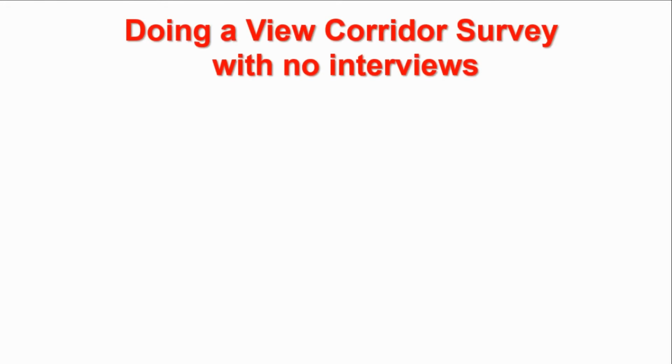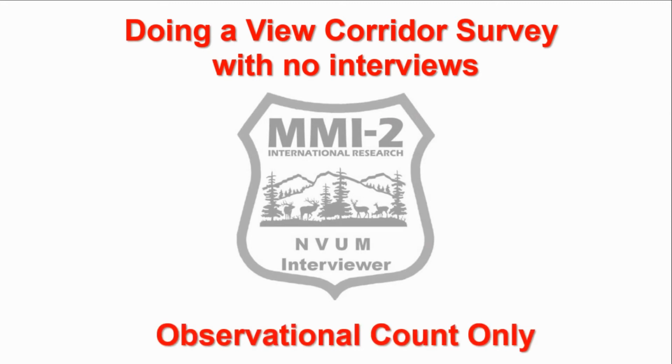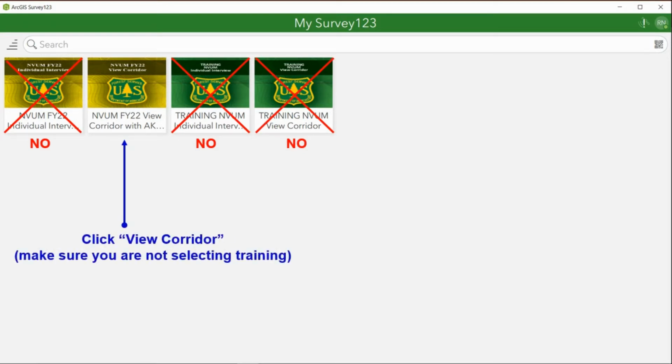This short video is going to walk you through doing a view corridor survey day with no interviews. From the My Survey 123 screen, you're going to want to make sure you're selecting the right app. You don't want the individual interview today. You don't want either one of the training apps. You're going to want to select the one that says NVUM FY22 View Corridor.